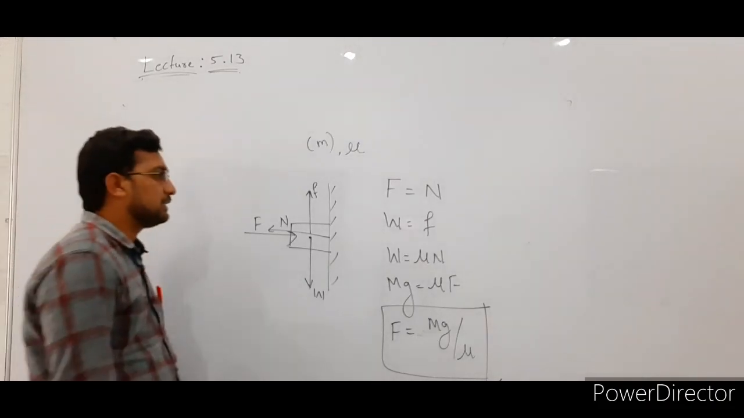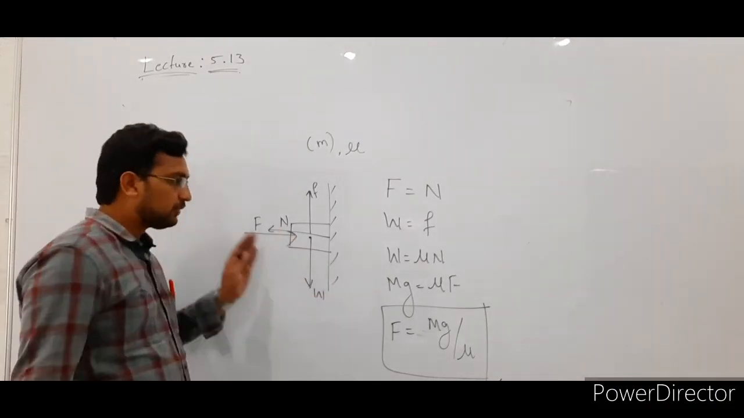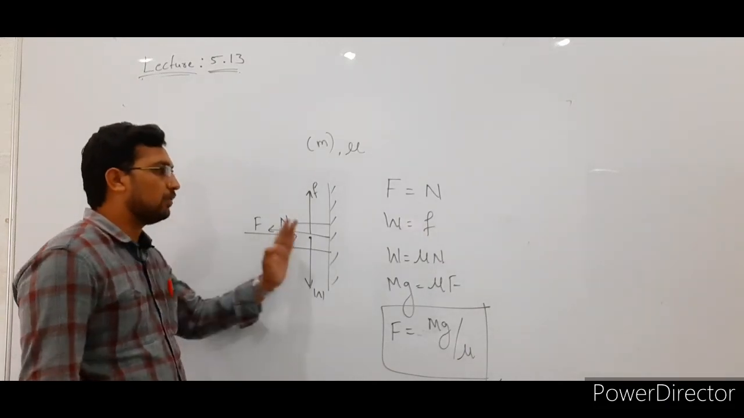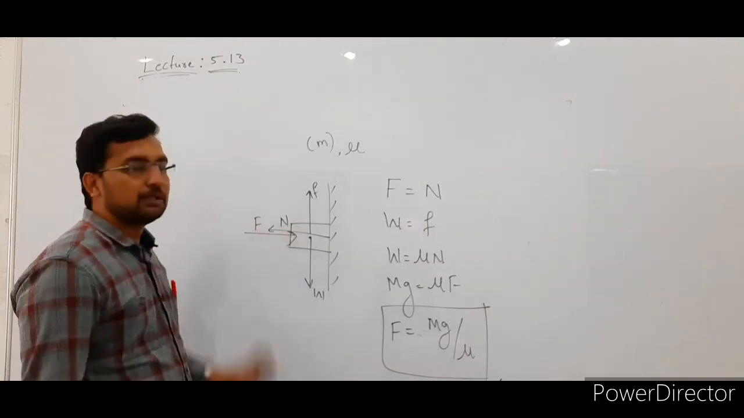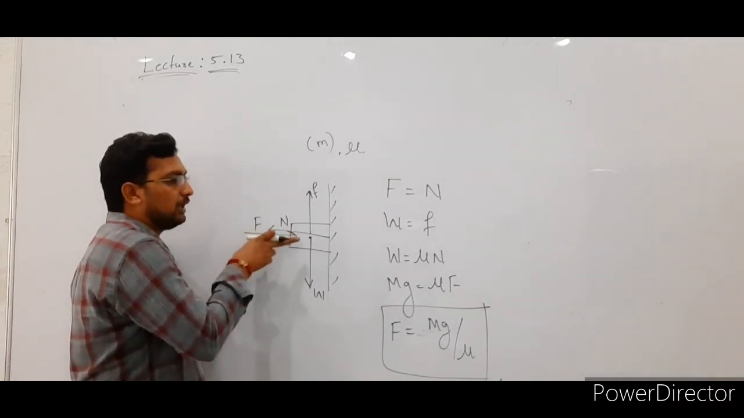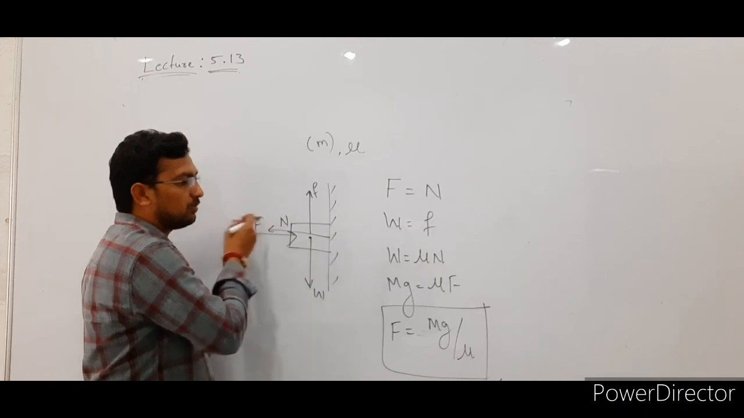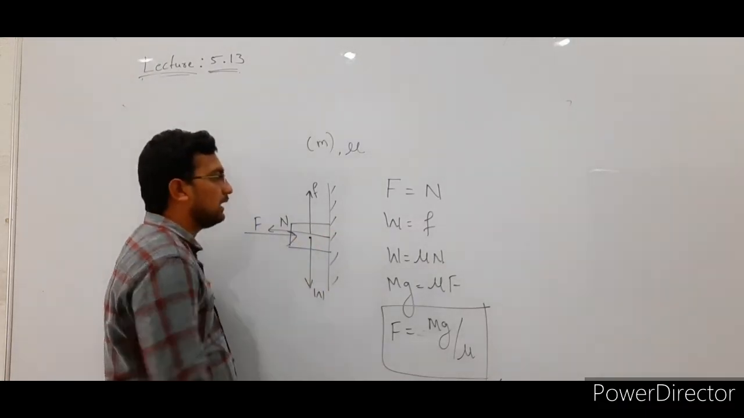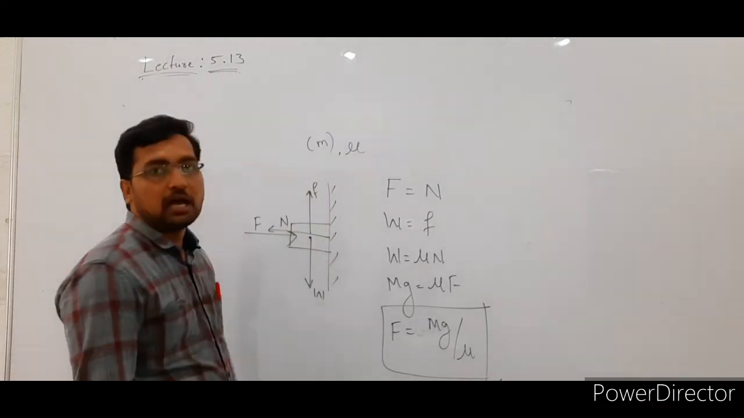Initially we consider a block of mass M. It is placed in contact with a vertical wall. Here we are applying some external force F in this direction to keep the body under equilibrium. The external force F is acting on the body in this direction, at the same time the normal reaction is acting in this direction. Then the weight is acting in the downward direction, and the friction force is acting in the upward direction.